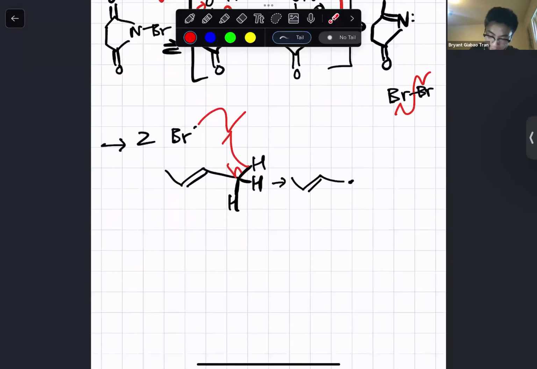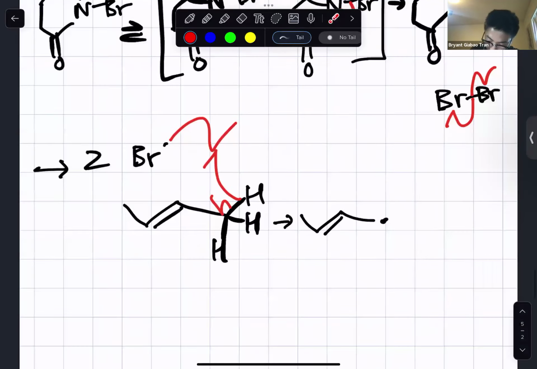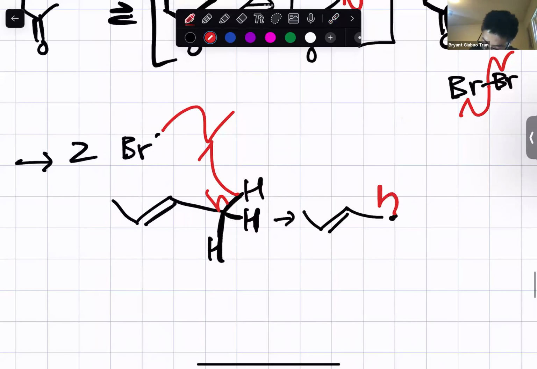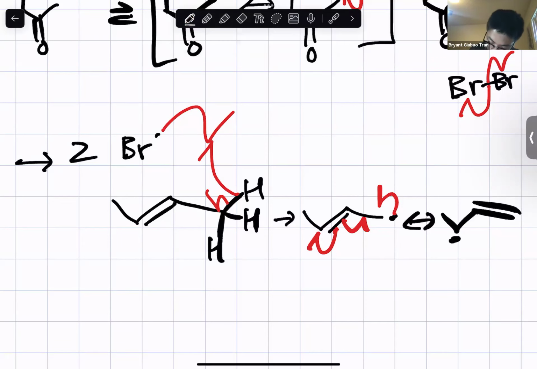It's like the exact same resonance structure I showed you guys here, where we could make a double bond with that other double bond and make the radical move there. When we do that, we get a double bond here and a radical there, right?